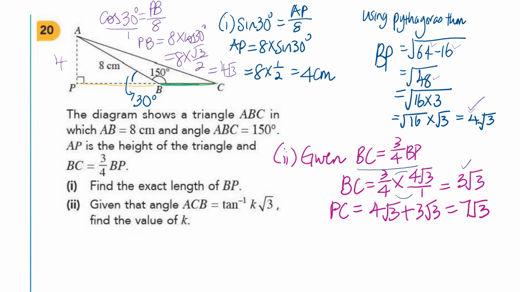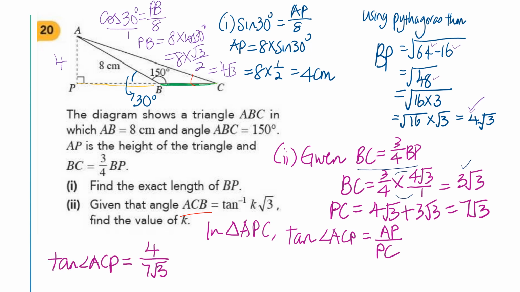So the triangle I'll be using will be APC because I need to find the angle ACB. The angle ACB here is the same as angle ACP because PBC is a straight line. So I can go on to find angle ACP using tangent. I have to use tangent now because I know the value for AP to be 4. I know the value of PC to be 7 square root 3. So I can use tangent. So tangent angle ACP will be AP over PC, which is 4 over 7 square root 3. So angle ACP will be tangent inverse 4 over 7 square root 3.